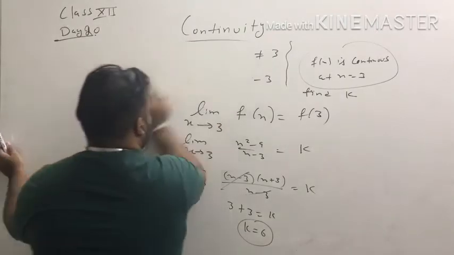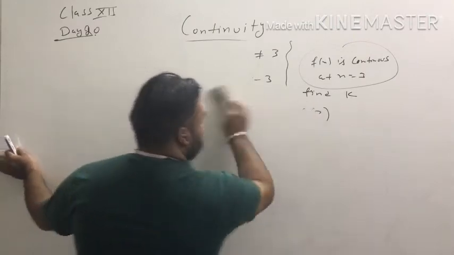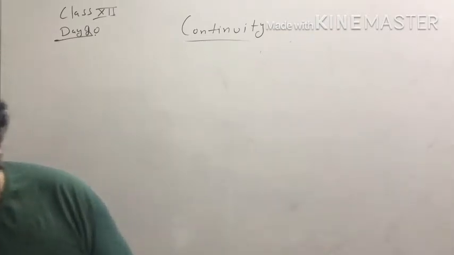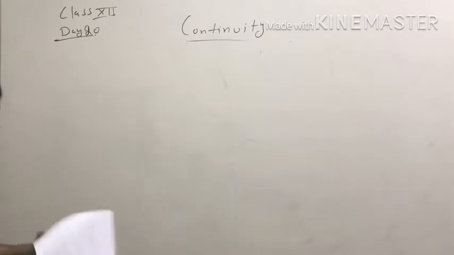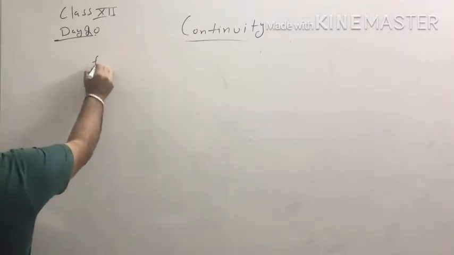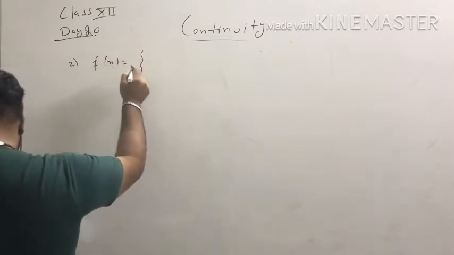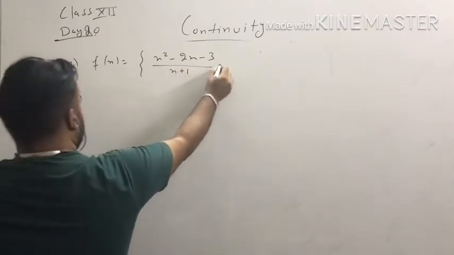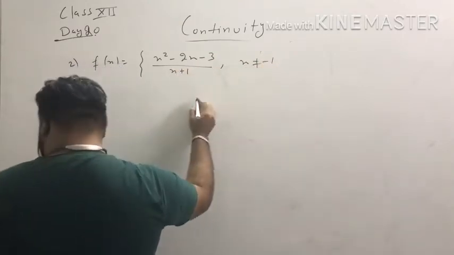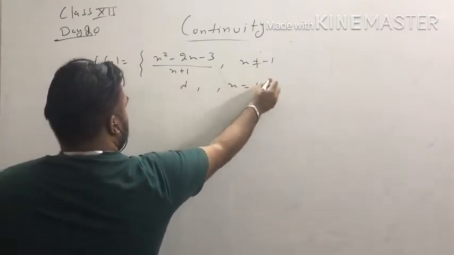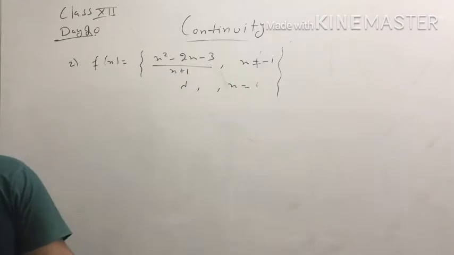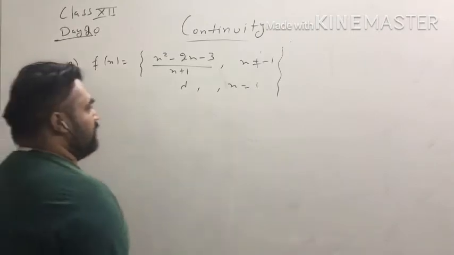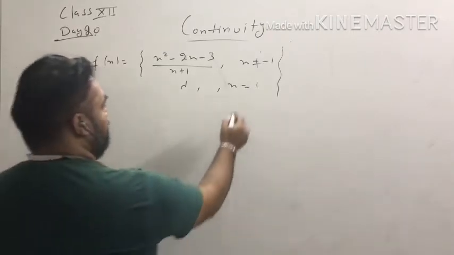The next question. The next question is related to the constant. f(x) equals to x square minus 2x minus 3 upon x plus 1, x not equal to minus 1, and lambda, x equals to minus 1. Now we have to find the value of lambda if f(x) is continuous at x equals to minus 1.